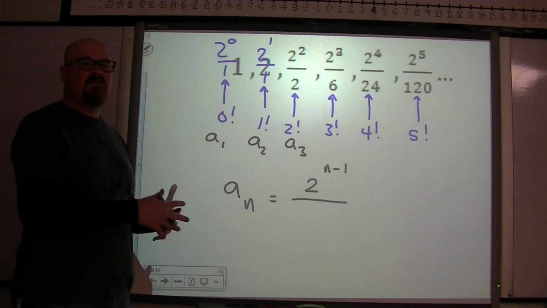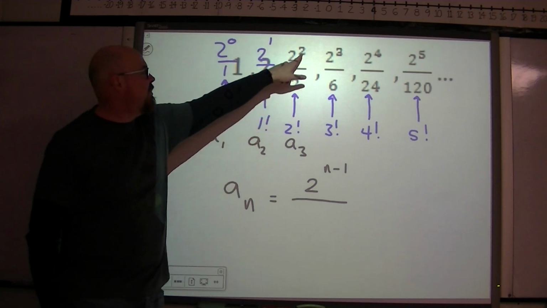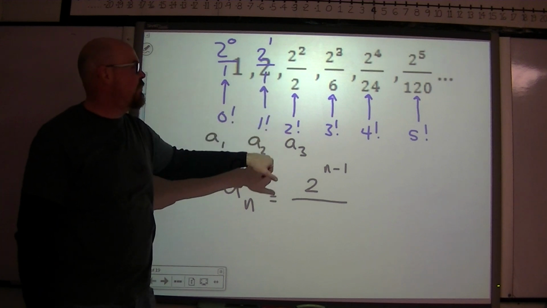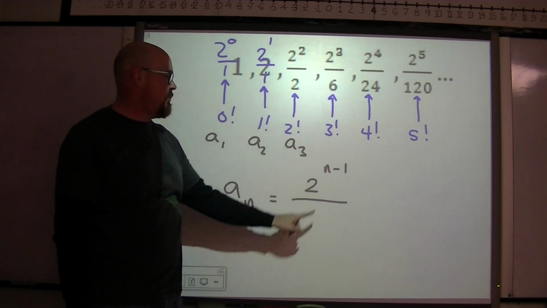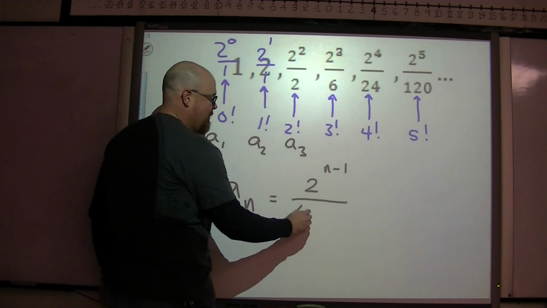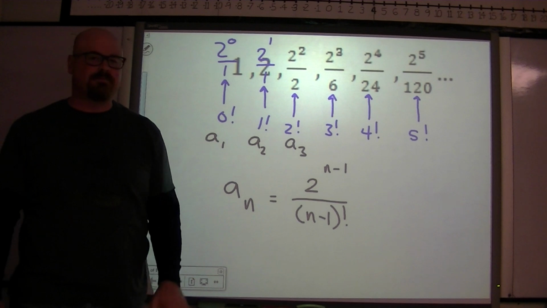I'm just trying to get different ways of describing it. Whatever I have there, I have that factorial here. Whatever that is, I have that factorial on the bottom. Whatever the power is, I have that factorial on the bottom. So since this is the power on the bottom, I have n minus 1 factorial.